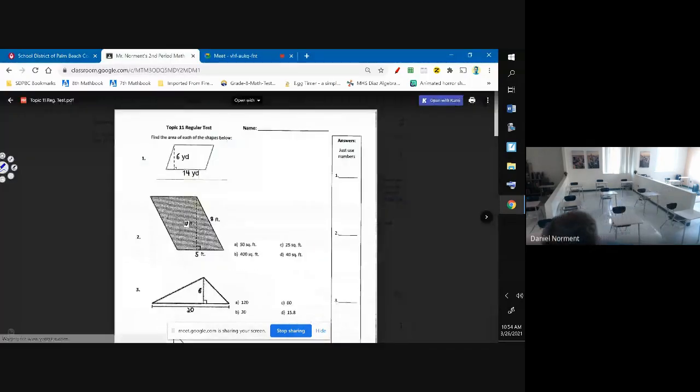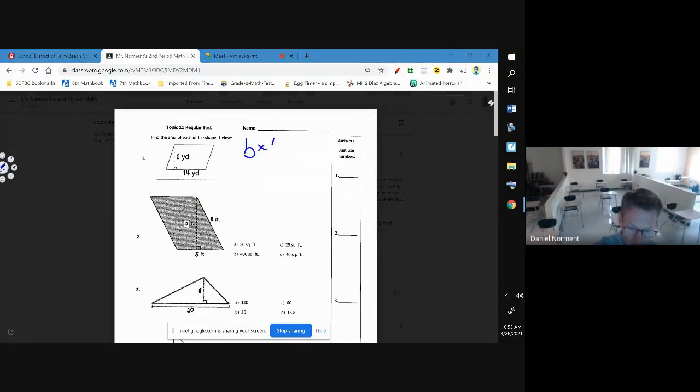So topic 11 test. Questions number 1 and 2, all you have to do is do base times height. That will give you the area of the parallelogram. This times this, boom, you're done. This is the base. This is the height. Multiply those two, boom, you're done. I don't think anybody's missed those yet, so don't be the first.